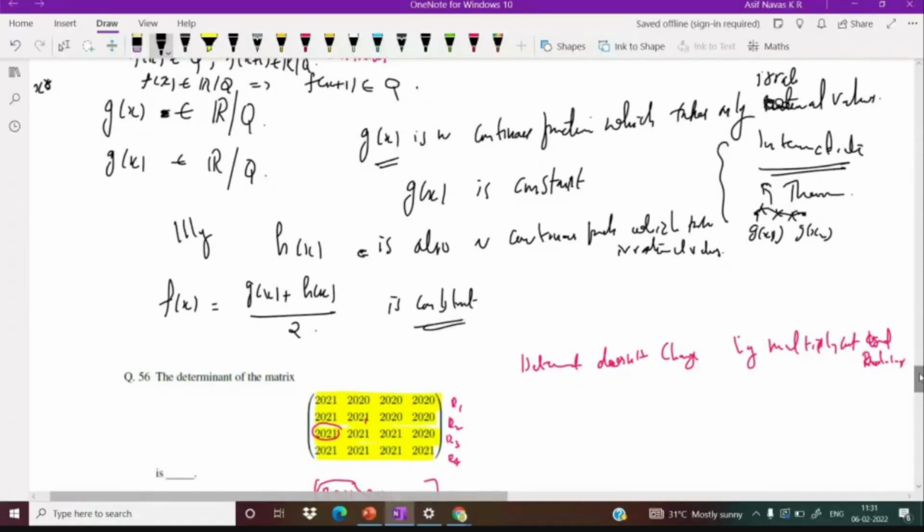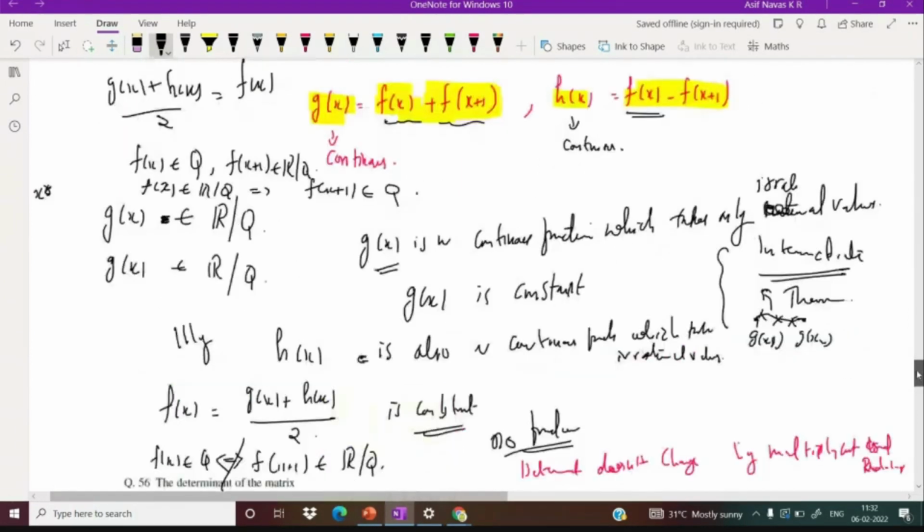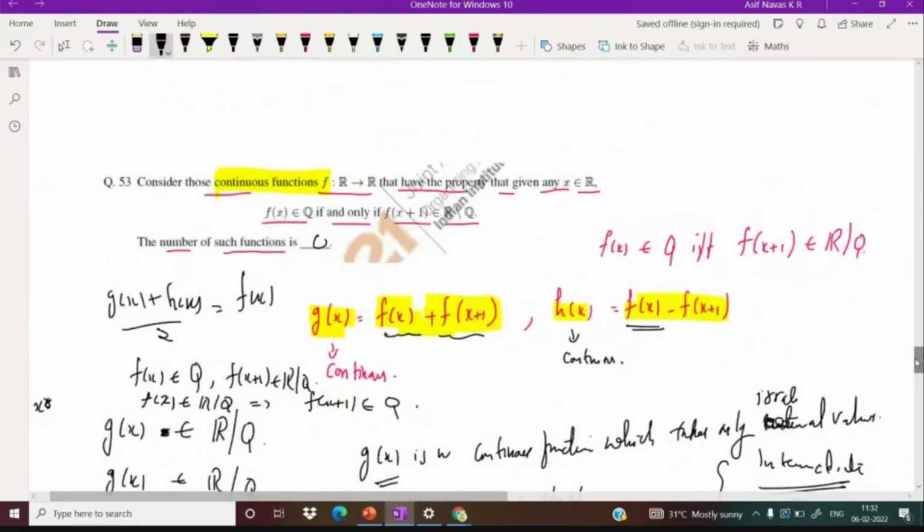Since f of x is constant, if f of x belongs to Q, that doesn't imply f of x plus 1 belongs to R minus Q, because it's a constant function. Therefore there is no such function. So the answer is 0. Remember this one thing: here we are using the property of continuous functions, the intermediate value theorem. The sum of rationals is rational and irrational is irrational, and all those things, and we get the number of functions is 0.